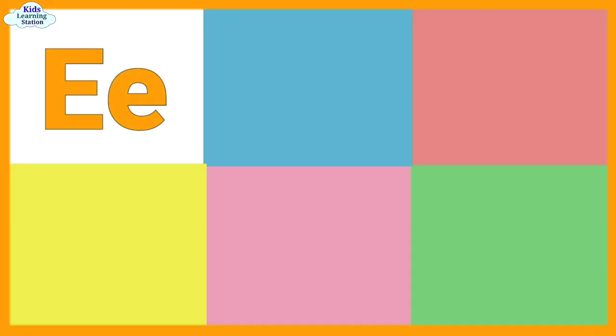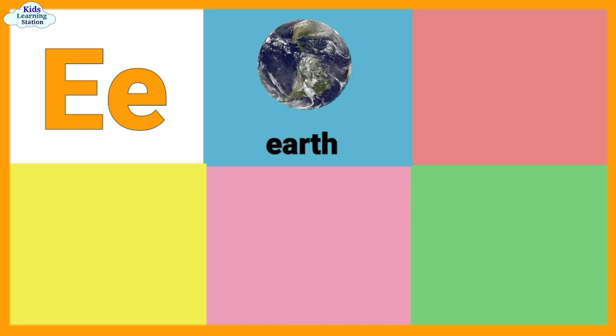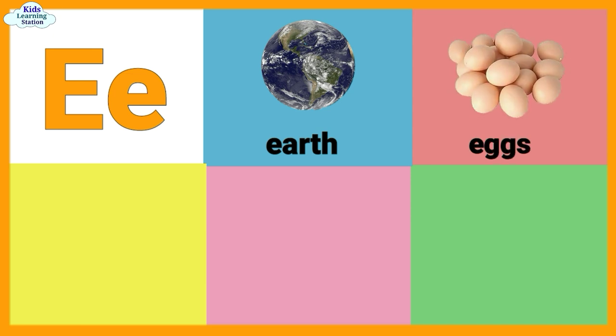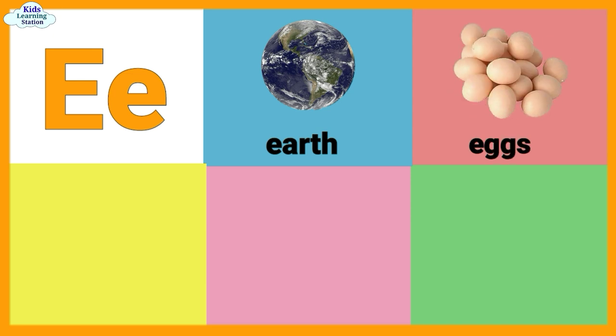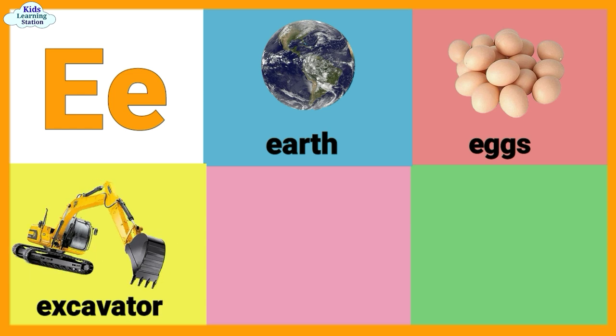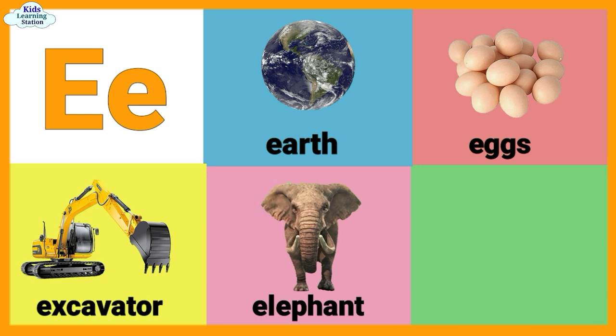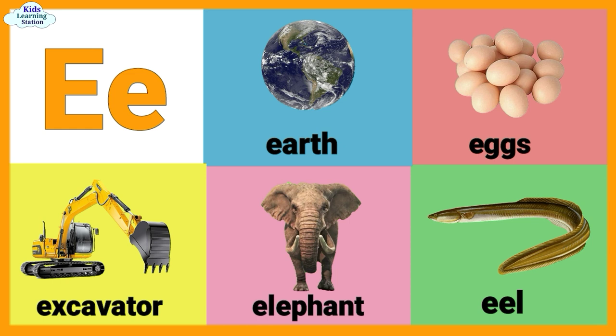E is for earth. Earth. Eggs. Excavator. Elephant. Eel.